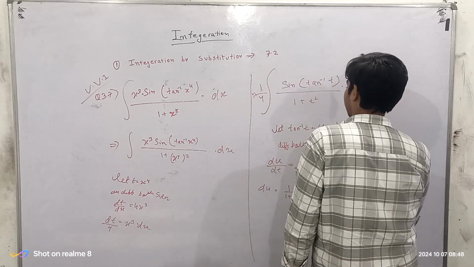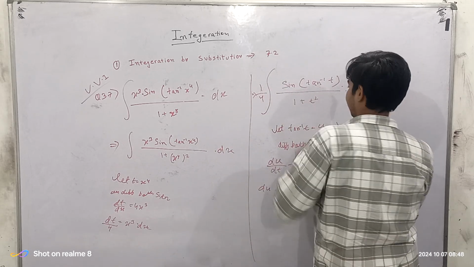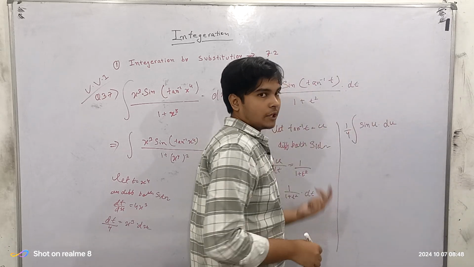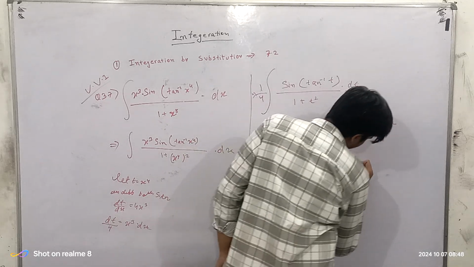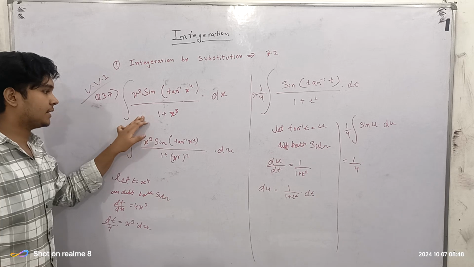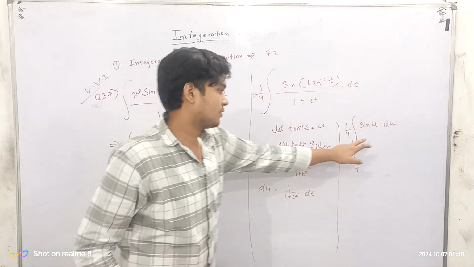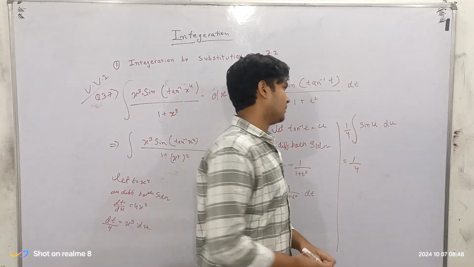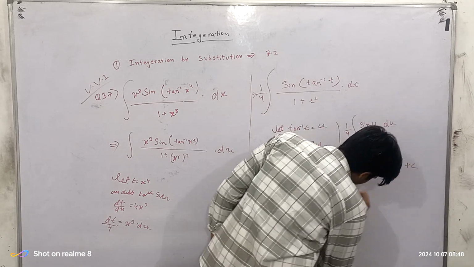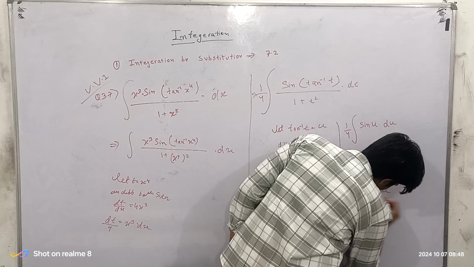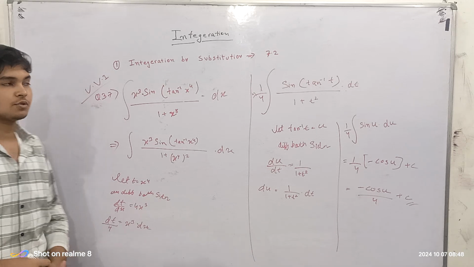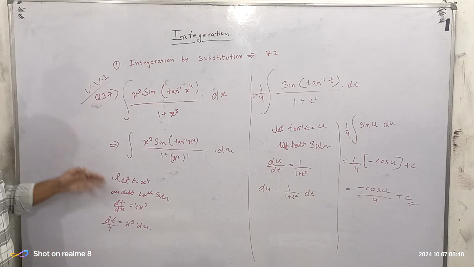1 by 4 integration of sin u into du. This value we have gotten. Now what will be the answer? Simple integration. This hard question has now become simple. Now you can easily give the answer. What will be the integral of sin u? Minus cos u plus c. The answer will be minus cos u by 4 plus c. This is the answer. This is the most important question of substitution. If you understand this question, you can solve any question.